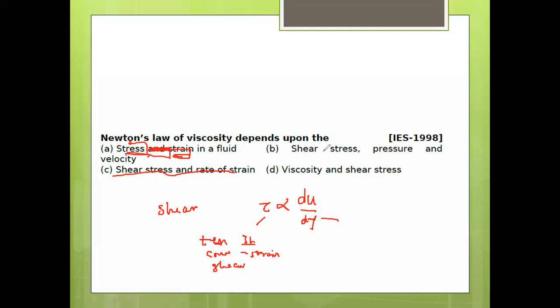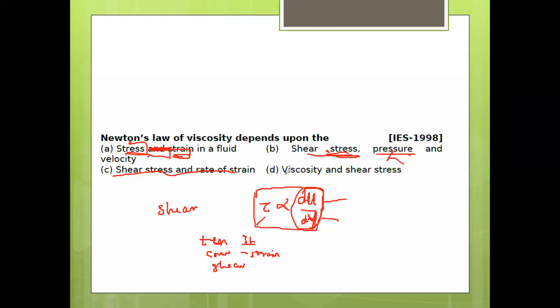In the second option, see here, first it is talking about the shear stress. So up to this is correct. Then it's talking about the pressure. Where has that pressure come in this particular term? Are you observing any kind of pressure term here? No. Then velocity. Velocity is there, but it is the rate of change of velocity, not just velocity. This u is the velocity, right? But it is changing with respect to vertical distance from the surface. So this option is also not correct.